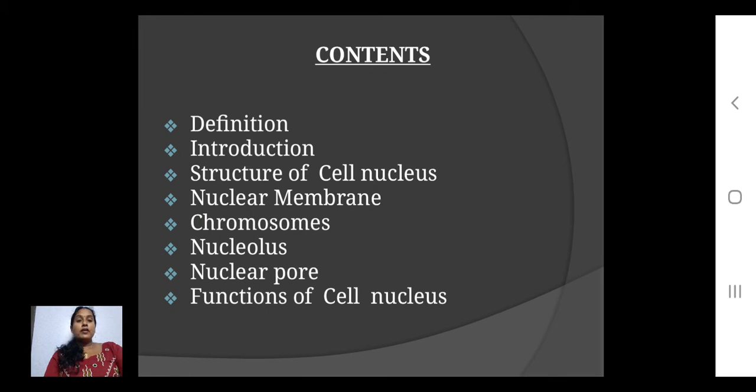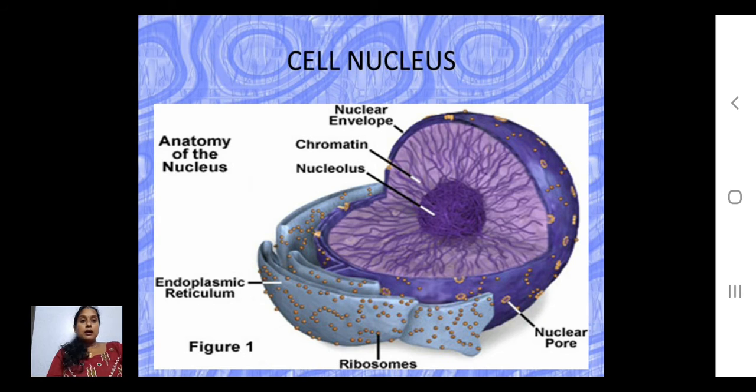In this topic, we are discussing the definition, introduction, structure of the cell nucleus, nuclear membrane, chromosomes, nucleolus, nuclear pore, and function of the cell nucleus. In this picture you can see a cell nucleus. The cell nucleus contains a nuclear envelope, chromatin, nucleolus and nuclear pore, and it is also attached with the endoplasmic reticulum and ribosomes.